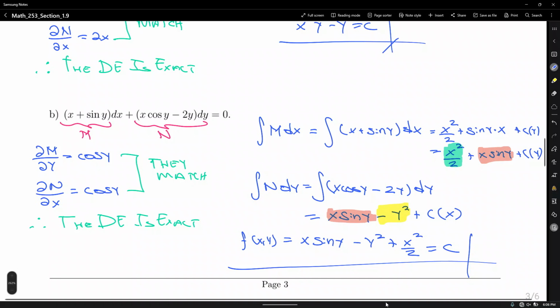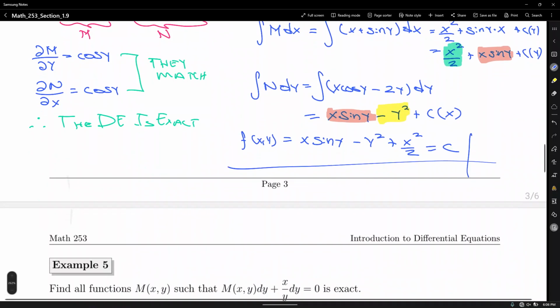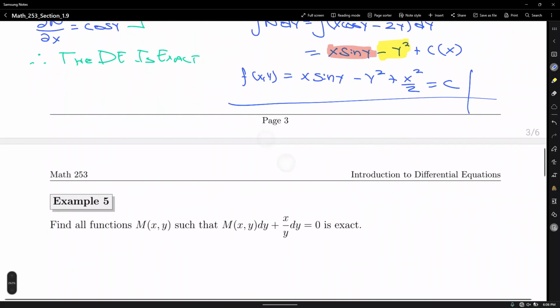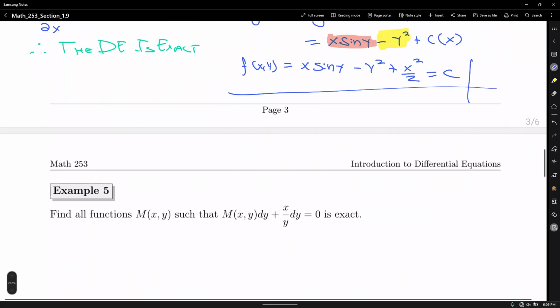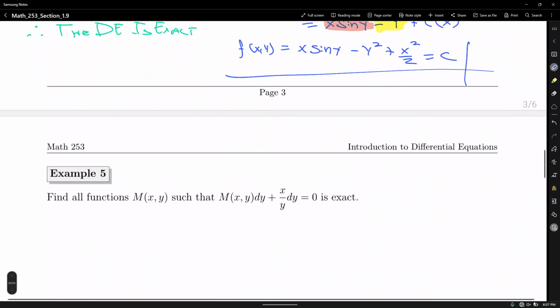We have plenty of time for a couple more. So on the next page, what do we have? This is going to look like a few of the homework questions. This time, we're given a differential equation. However, one of the functions is missing. So they're asking us to find the function m such that this is an exact equation.